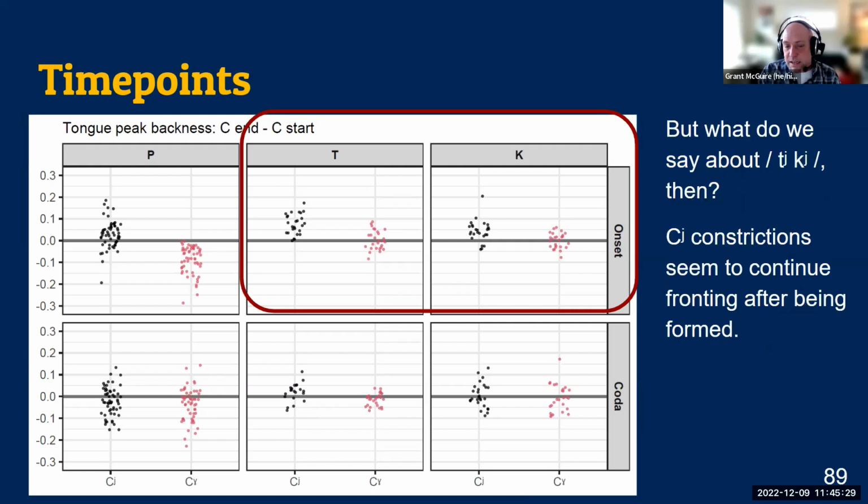But what do we say about this? So the palatalized constrictions seem to continue fronting after being formed, okay? Whereas the velarized do not.